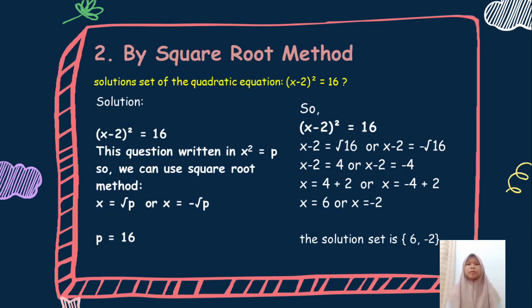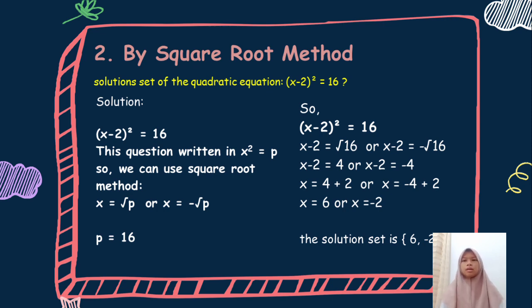Next, let's see the example for the square root method. Find the solution set of the quadratic equation x minus 2, all in brackets, squared equals 16. Because this equation is written as x squared equals p, we can use the square root method: x equals the root of p or x equals negative the root of p. In this equation, p is 16. So the solution of x minus 2, all in brackets, squared equals 16 is x minus 2 equals the root of 16 or x minus 2 equals negative the root of 16.